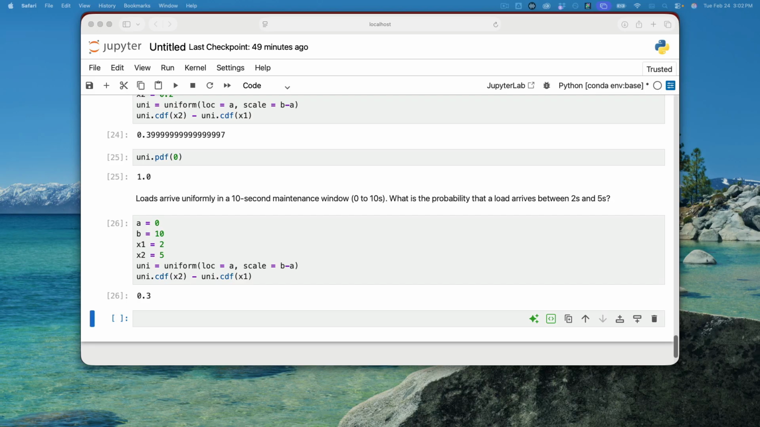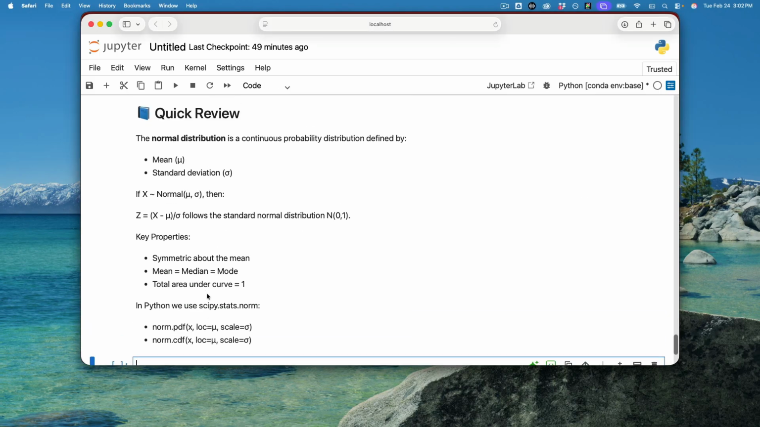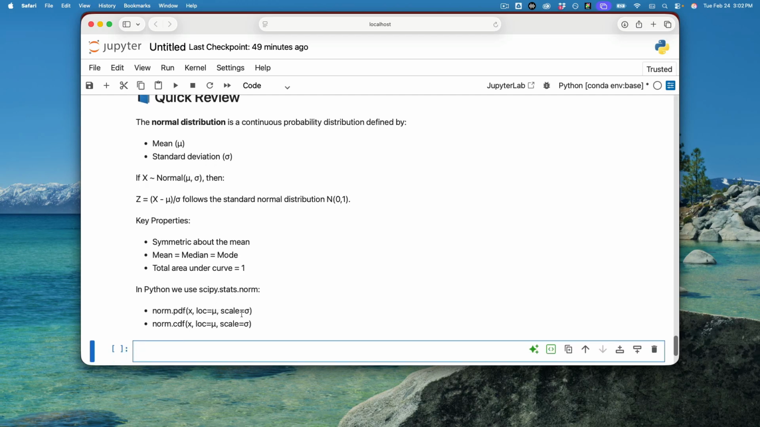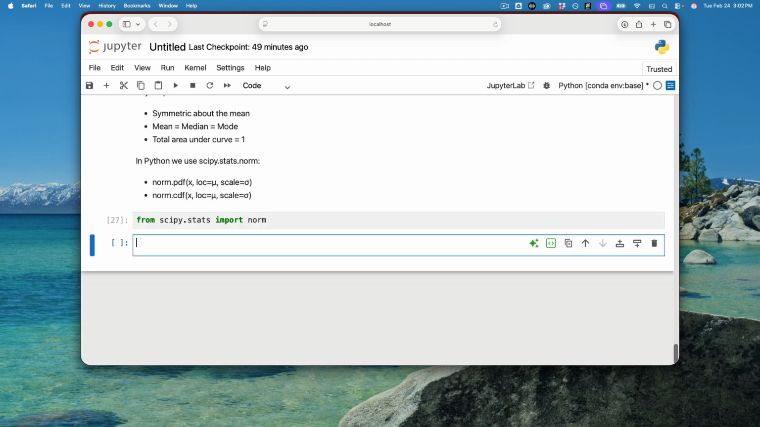All right, so let's go after the normal distribution. We're pretty familiar with this one because it's fresh. We did this last week. And if you remember, the normal distribution takes two parameters, mean and standard deviation. From scipy.stats, import norm. We'll do a couple of problems, and we'll see if we can use our script as well.